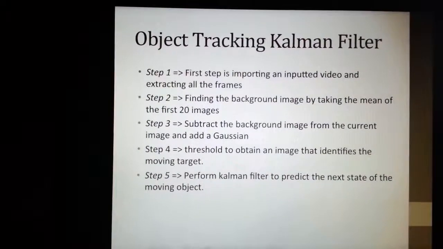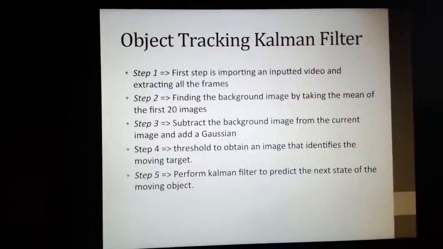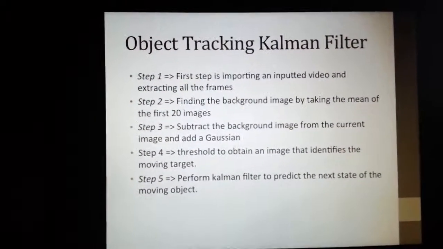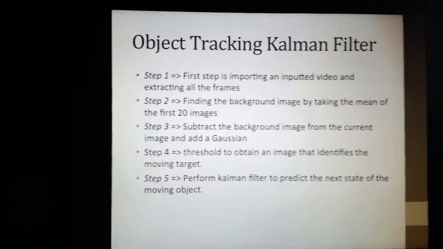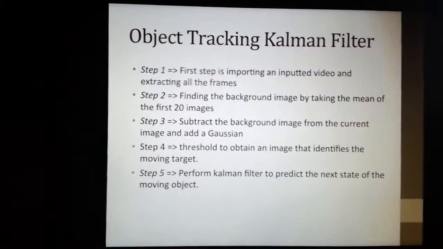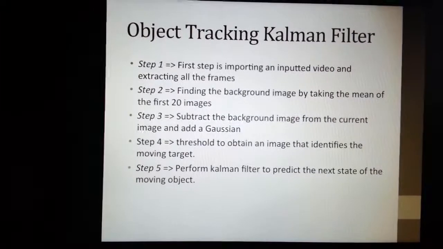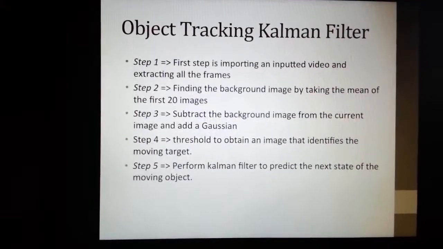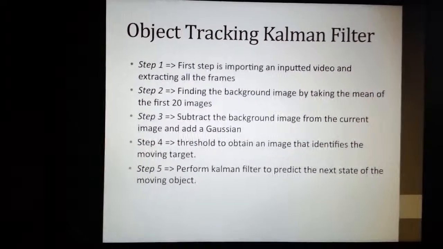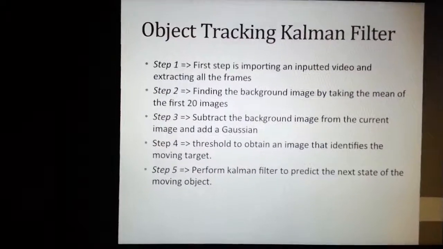Step 3, you subtract the background image from the current image and add a Gaussian filter to smooth the values. In step 4, you take that and threshold it to obtain an image that identifies the moving target. The moving target is usually identified by a red diamond. And in step 5, you perform the Kalman filter to predict the next step of the moving object using the previous state and the predicted motion.